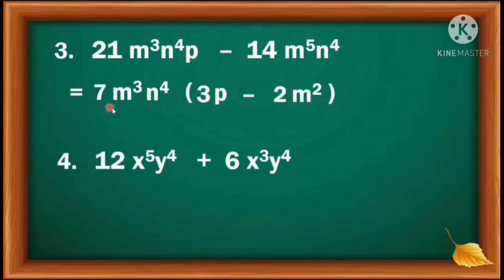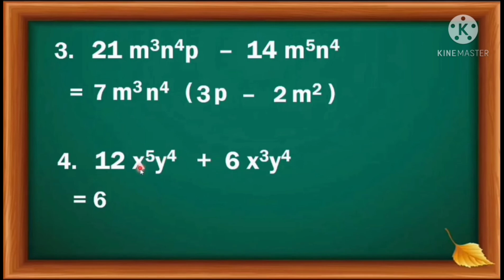Next, number 4, we have 12x raised to 5, y raised to 4, plus 6x cubed, y raised to 4. Let's start with finding the GCF between 12 and 6. What is the greatest number that can divide both of them? That is equal to 6. Kasi yung 12, pwede nating i-divide kay 6. Yung 6, pwede rin nating i-divide kay 6. At yung 6 na yon ay yung pinakamataas na number na maaaring pwedeng mag-divide kay 12 at 6 na ang magiging sagot ay whole number pa din, hindi decimal.